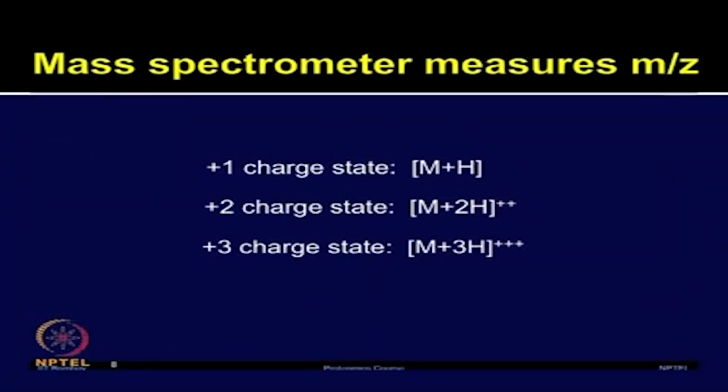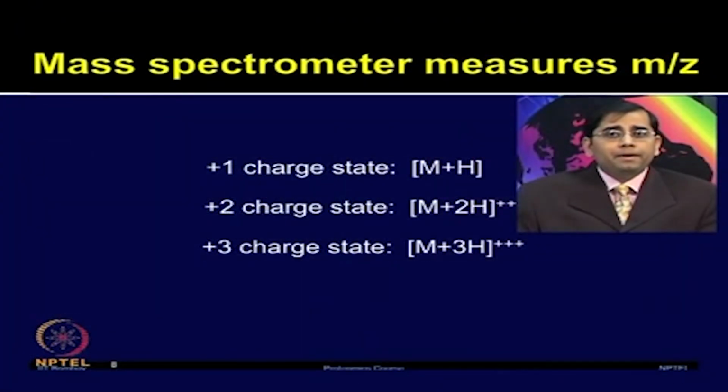So, a mass spectrometer measures m/z. The MS data is presented as mass to charge ratio, which is the mass of an ion, m, divided by the number of charges, z, it carries. So, the total charge on an ion is represented by q equals z e, where e is the charge on an electron.